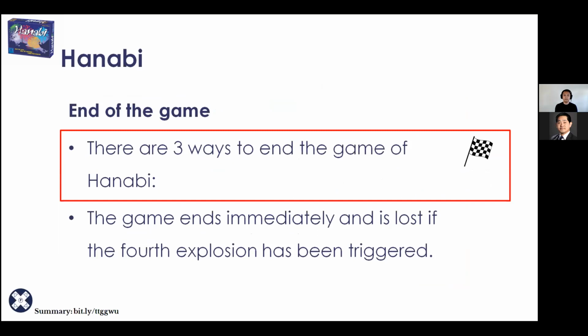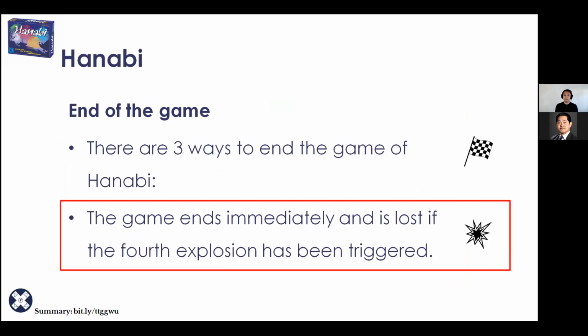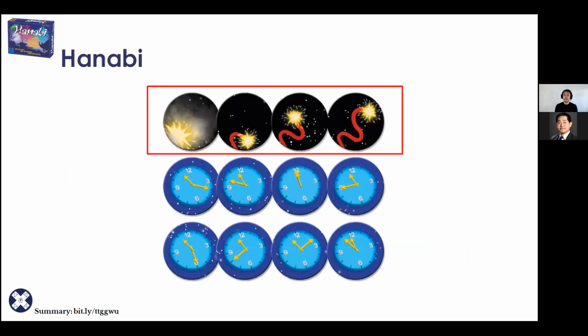So at the end of the game, there are 3 ways that you can end the game of Hanabi. So 1, the game will end immediately and is lost if the 4th explosion has been triggered. So again, here are those fuse tokens. If you have to draw the 4th one and you have no more fuse tokens left, you've lost the game because all of your fireworks have exploded in your face.